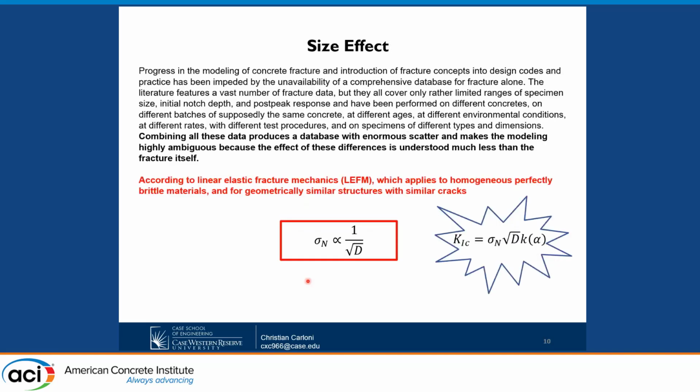We all know that there is size effect in concrete. If you have a structure that is really large, the stress at which that structure fails is much less than the stress at which a small structure made of the same material will fail. We all know that. In fact, I'll show you ACI 318 has incorporated that.